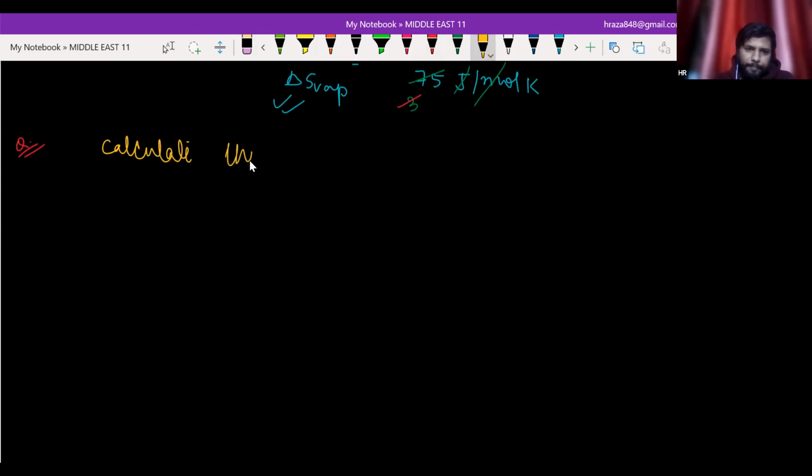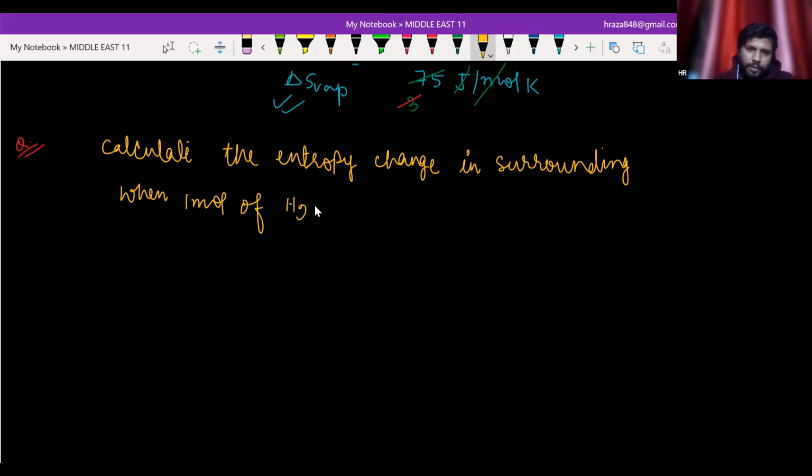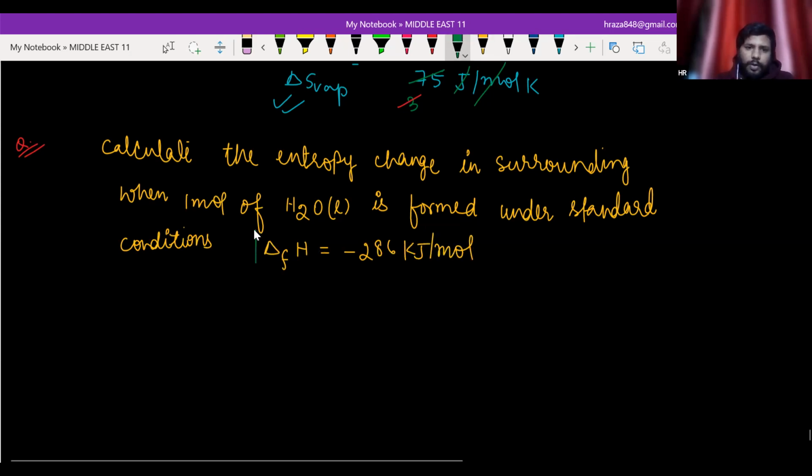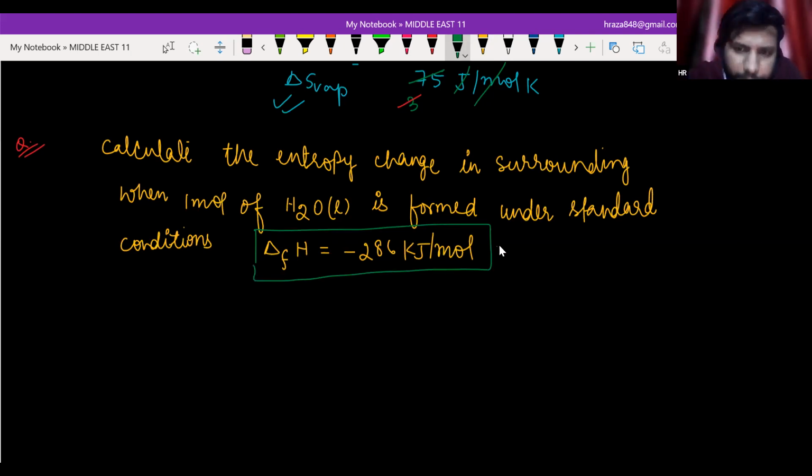Calculate the entropy change in surrounding when 1 mole of H2O in liquid form is formed under standard condition. Here delta H formation is given as 286 kilojoule per mole. Calculate the entropy change in surrounding.